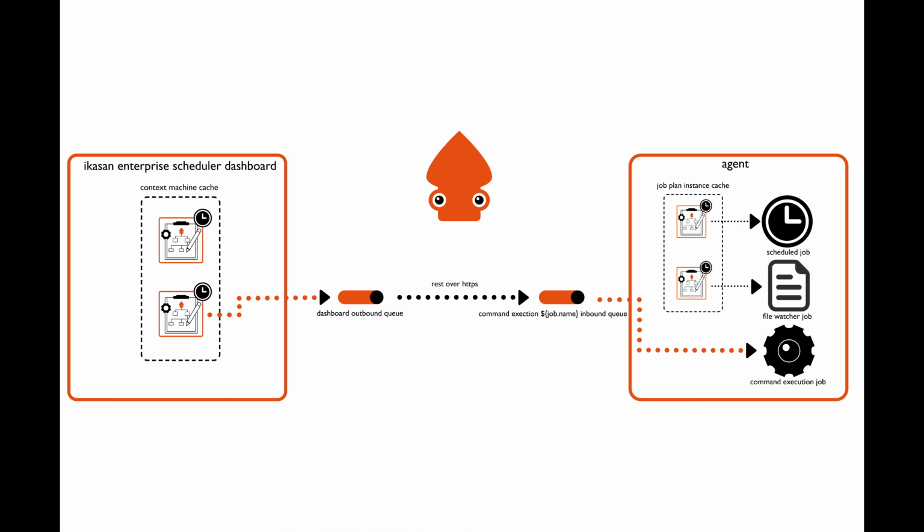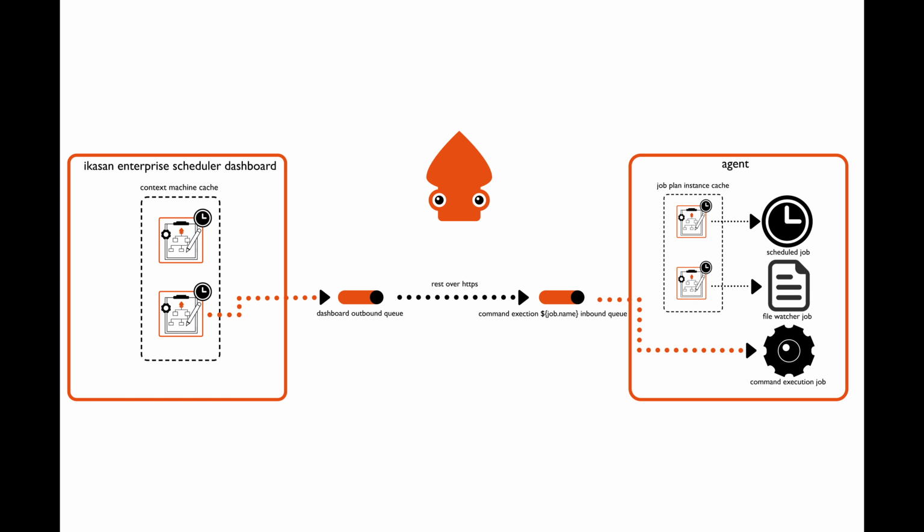This next slide is going to show us how the Enterprise Scheduler dashboard subsequently communicates with the agent in order to notify the agent that it can perform a job, and how it does that in a reliable and fail-safe manner. Once the context machine has processed an inbound contextualized scheduled process event, it will have determined if there are any job initiation events that need to be raised to any agents. Each of the job initiation events are placed onto the dashboard outbound queue. A process within the Ikasan Enterprise Scheduler dashboard then reads each message on the outbound queue and publishes them over a REST call to the relevant agent. The outbound process implements various retry and fail-safe algorithms in order to guarantee the delivery of the job initiation event to the relevant agent.